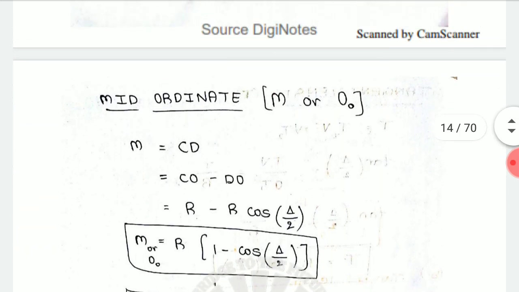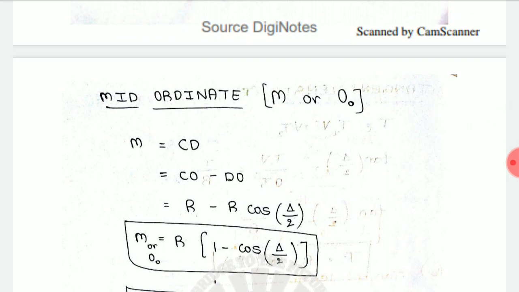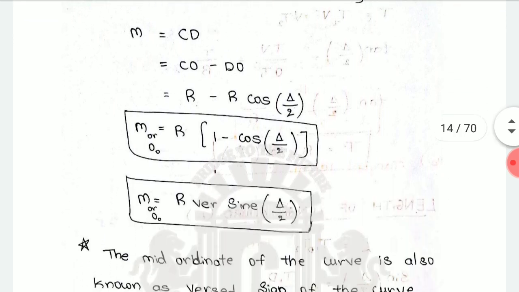Now mid ordinate, that is CD. CD is nothing but CO minus DO. Check the figure there. CO minus DO. CO we have as the radius of the curve. DO I will write in terms of cos delta by 2 from the same triangle OT1V. From the same triangle I will write the equation for cos delta by 2 to find out DO. So mid ordinate is R into the bracket 1 minus cos delta by 2.